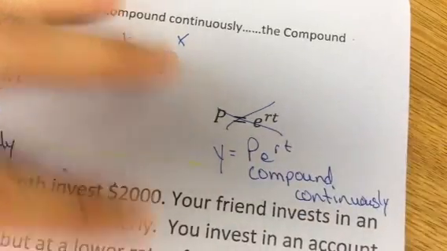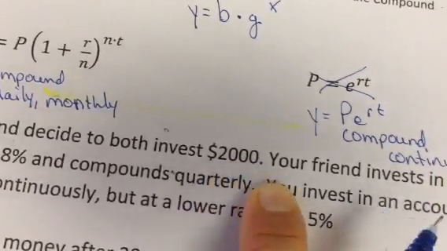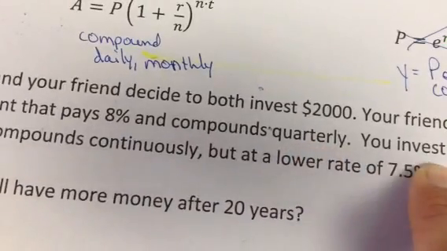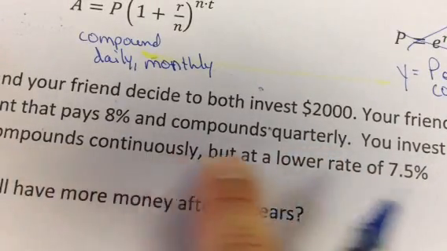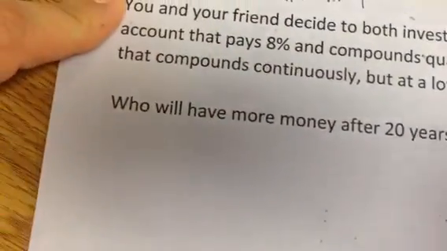So those are our different formulas. All right? So you and your friend both decide to invest $2,000. Your friend invests in an account that pays 8% and compounds quarterly. And you invest in an account that compounds continuously but at a lower rate, at 7.5%. So who's going to have more money after 20 years?